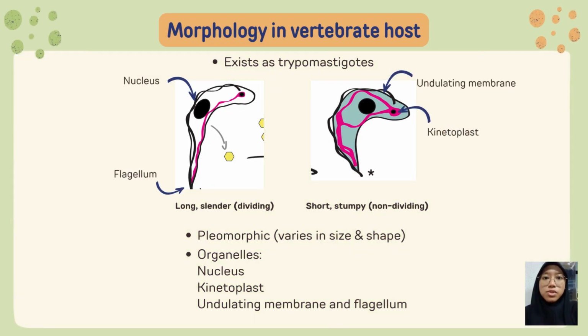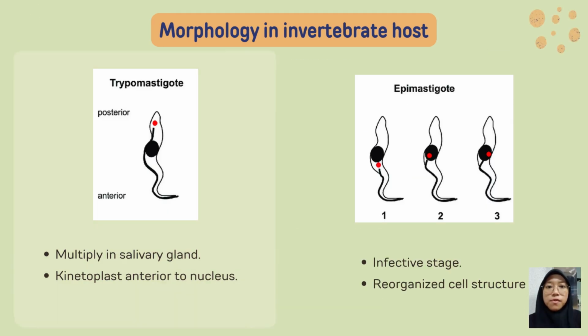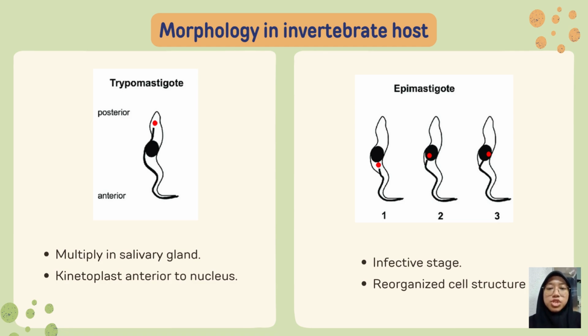Trypanosoma brucei also varies in size and shape, which is pleomorphic, and it has a nucleus, kinetoplast, undulating membrane, and flagellum. Morphology in invertebrate hosts divides into two, which are trypomastigote and epimastigote. The first one is trypomastigote. It multiplies in the salivary gland and it also has the kinetoplast anterior to the nucleus. The second one is epimastigote. It is an infective stage and it also reorganizes its cell structure.